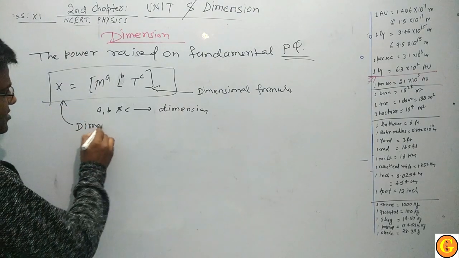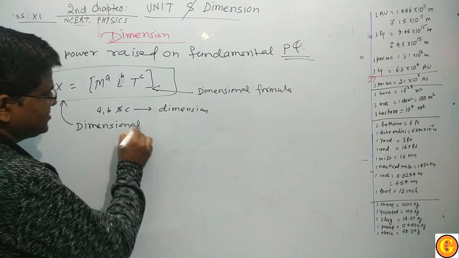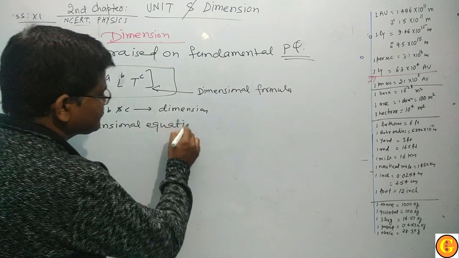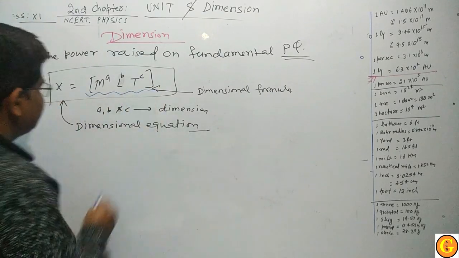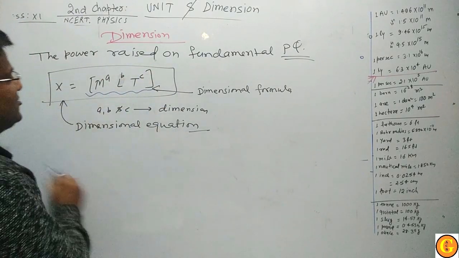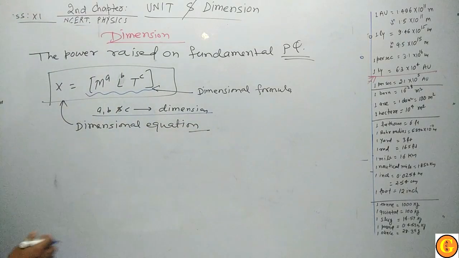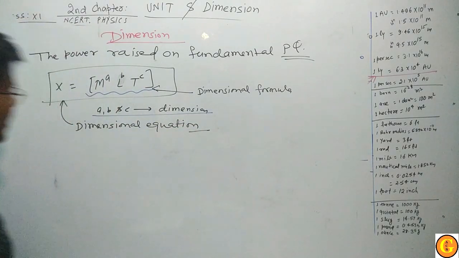The whole is the dimensional equation. This is the dimensional formula, and a, b and c are called dimensions. How do we find the dimension?